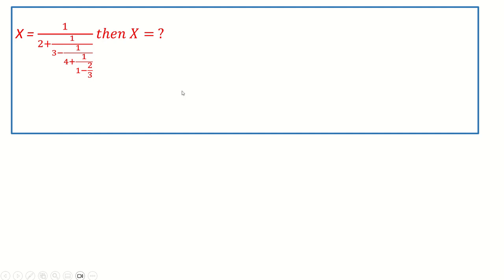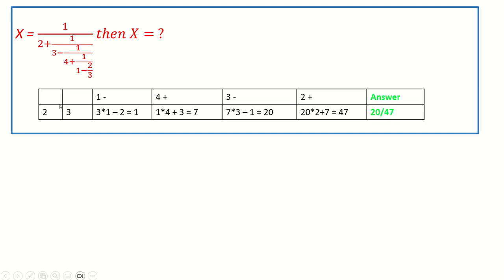2, 3, 4, 1 you have. So you will write the same way 2 by 3, you wrote 2, 3 here. First one is 1 minus. Now this will give you clarity. Are you writing from bottom to top or top to bottom? Now you can easily see, right? It is 1 minus first, then 4 plus, then 3 minus, and 2 plus. And you will solve it the same way. And the answer is, because this is a simple fraction, 20 by 47.